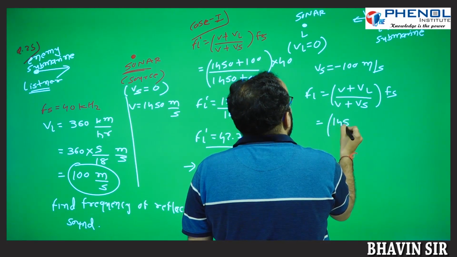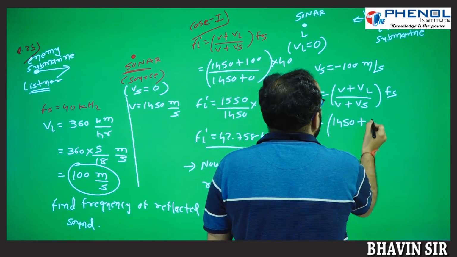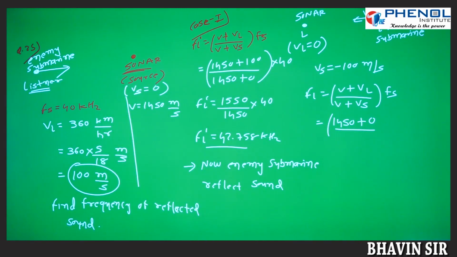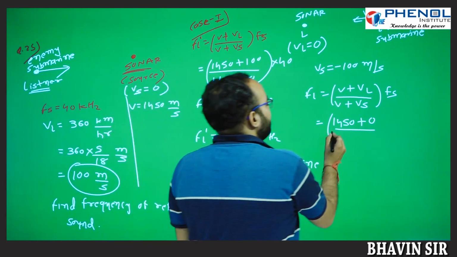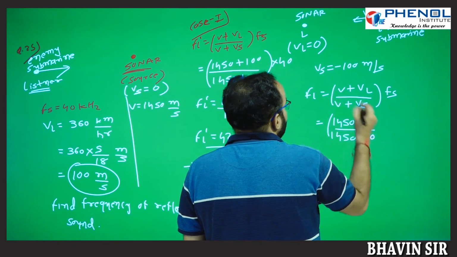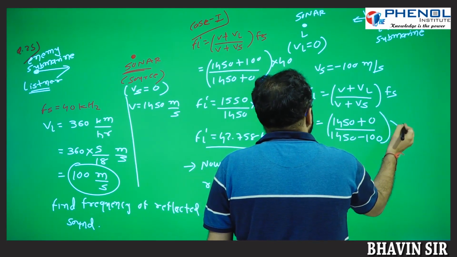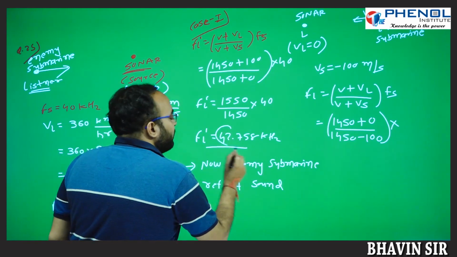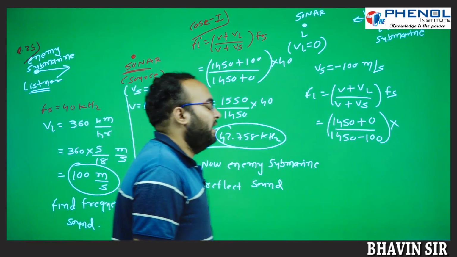1450. What is the speed of the listener now? And who is the listener now? Sonar submarine. So 1450. What is the speed of the source, the submarine? -100. And how much frequency is reflected, how much did it detect? 42.758. That much it will reflect.